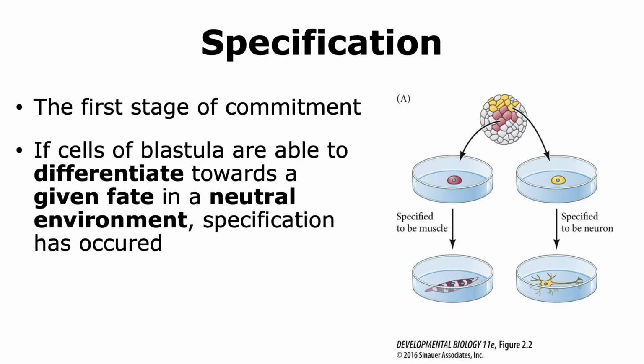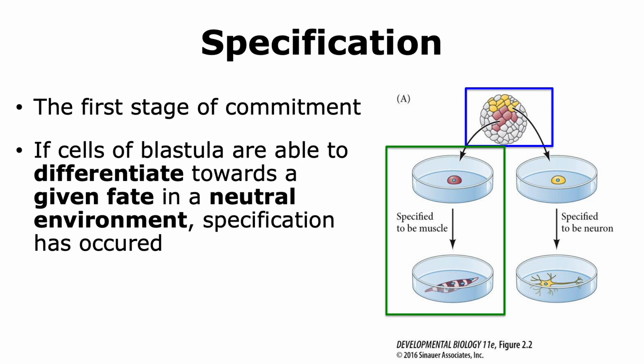Specification is the first stage of commitment, where a cell is deciding what it's going to become in that multicellular organism. In order to understand specification, we have to go to the cells when they are in a blastula. In the blastula, the cells, which are the blastomeres, are not showing any characteristic properties of the cells that they will be developing into in the future. So if we take one cell from the blastula that we know is going to be a muscle cell further on in development, we take the cell and put it in a neutral environment and look at what happens to that cell.